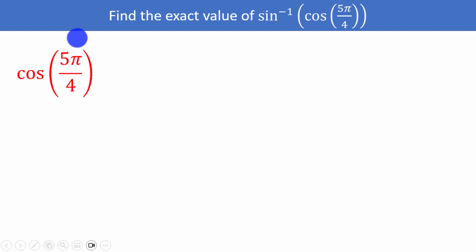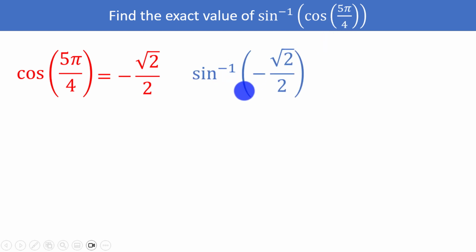Well, that should be a well-known angle. 5 pi over 4 has a reference angle of pi over 4. Cosine of pi over 4 is square root 2 over 2. But of course, we are in quadrant 3 if we are at 5 pi over 4, right? In quadrant 3, cosine is going to be negative, so this is going to be negative square root 2 over 2. Okay, so we can substitute that into our inside.